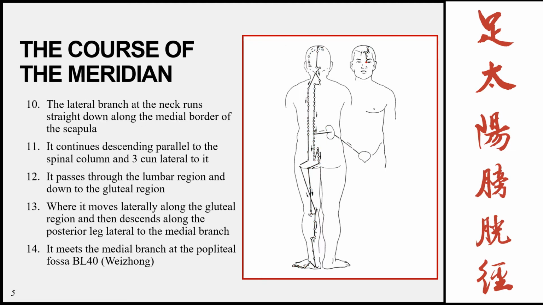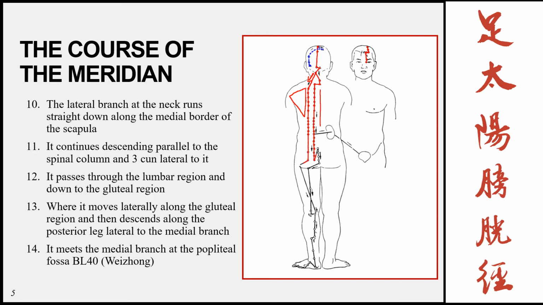Now we're going to look at that lateral branch here up at the neck. So if we follow the lateral branch, it runs down the neck and then runs straight down the medial border of the scapula. So if the scapula was like this, it's going to be running down its medial border, and it's going to run parallel to the spinal column, but 3 cun lateral to it. So that's double the distance from the spinal cord to the medial pathway of the meridian.